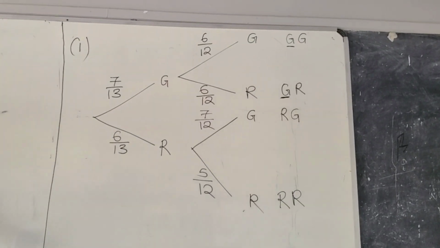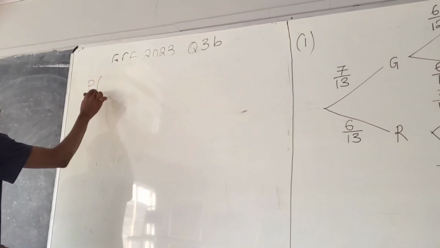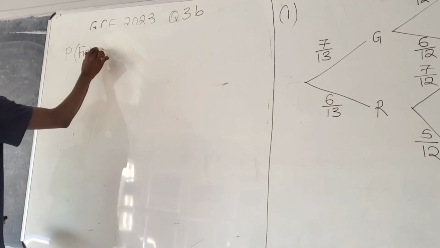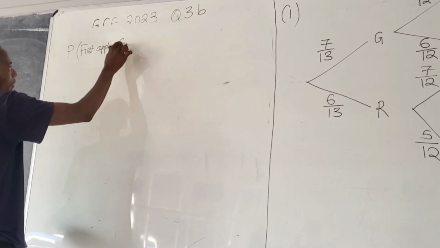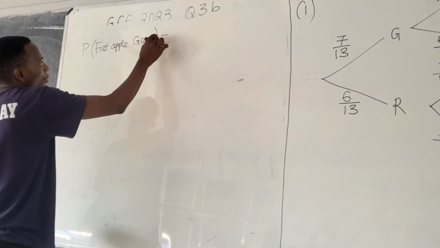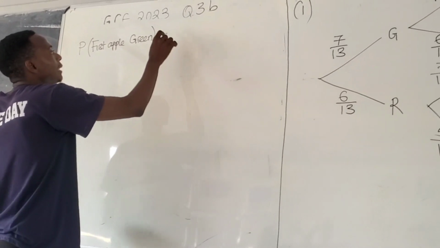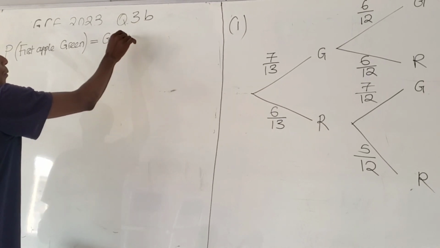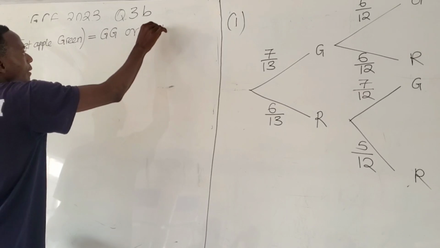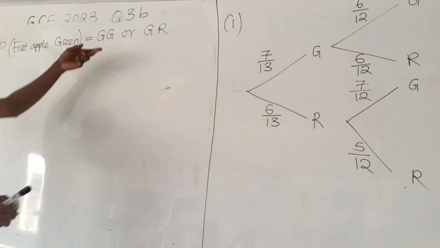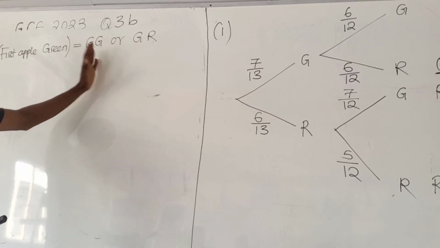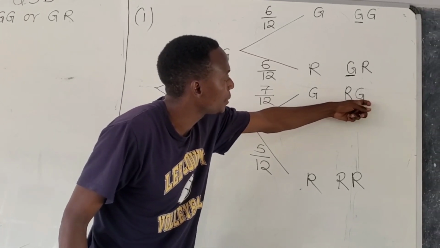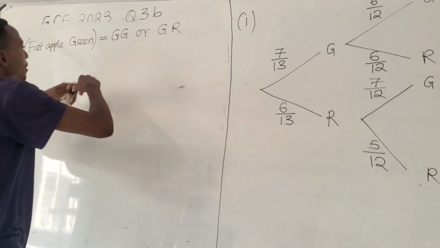So the probability the first apple is green. The options we have are either she ate a green apple and then a green apple, or she ate a green apple and then the red apple. These are the combinations where the first apple is green. This one you are going to see that the second apple, that's where there was green. So we can't pick this one. So we just do this.